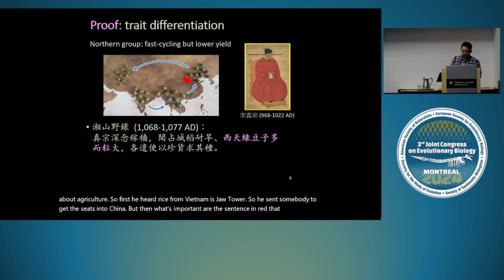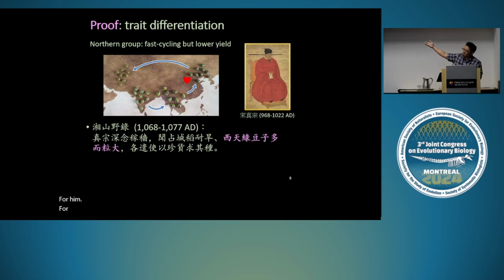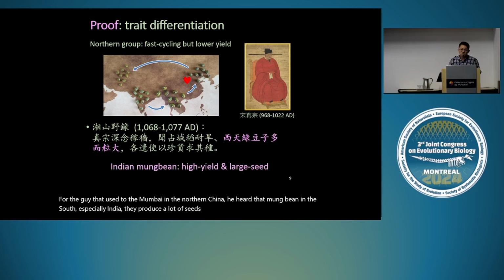That is basically saying that, for him, a man used to the mung bean in northern China, he heard that the mung bean in the south, especially India, produces a lot of seeds, and the seeds are large. Right, so this is a 1,000-year-old record, and the phenotypic difference actually fits what we observe today.